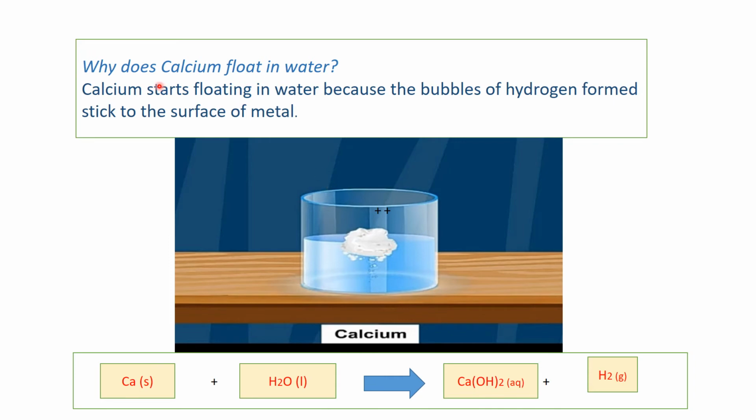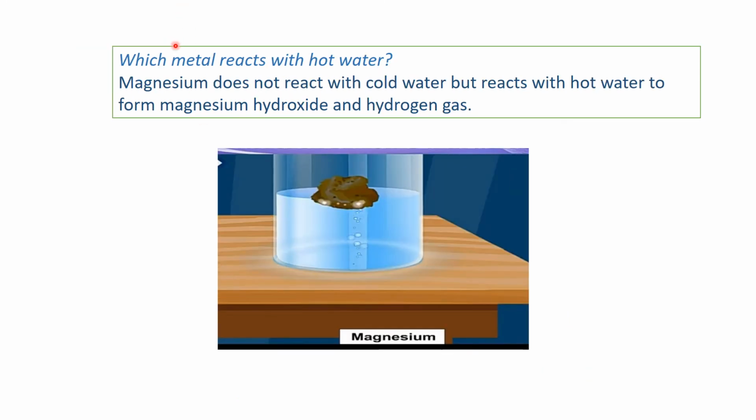Such a question you can see here: why does calcium float in water? You'll write the answer: because the bubbles of hydrogen formed stick to the surface of the metal. Which metal reacts with hot water? This is magnesium. Magnesium reacts with hot water. Magnesium does not react with cold water. It reacts with hot water to form magnesium hydroxide and hydrogen gas. And it also starts floating due to the bubbles of hydrogen gas sticking to its surface, which you can see here. This magnesium is also floating.